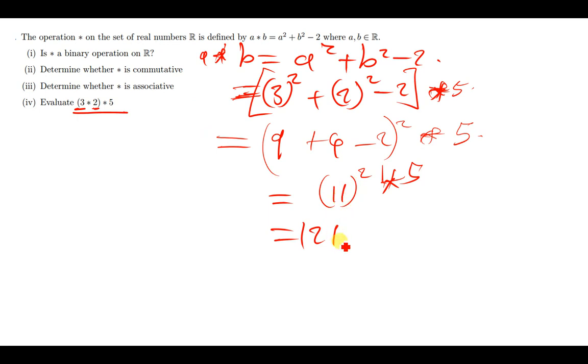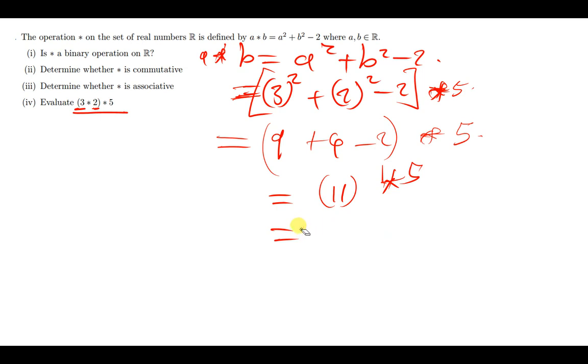Oh, I'm sorry, this is not supposed to be like this. This is just supposed to be 11. I thought I was having this as my error. So this is just supposed to be 11. So we're going to have 11 star 5.